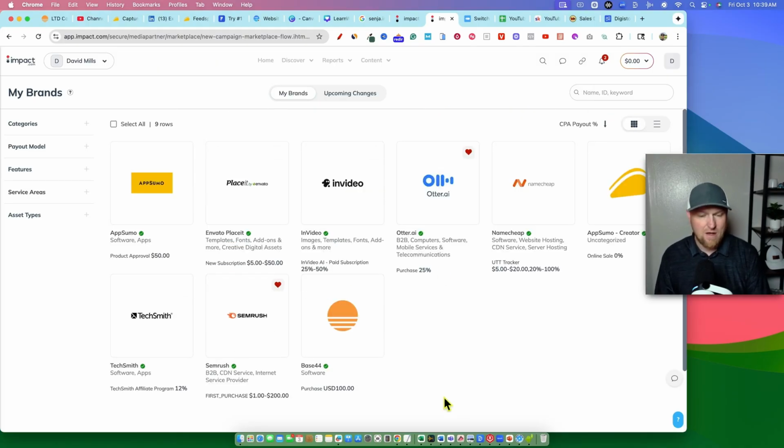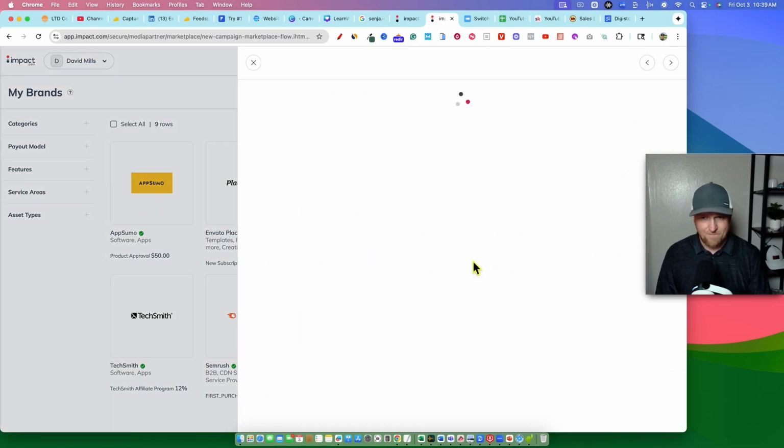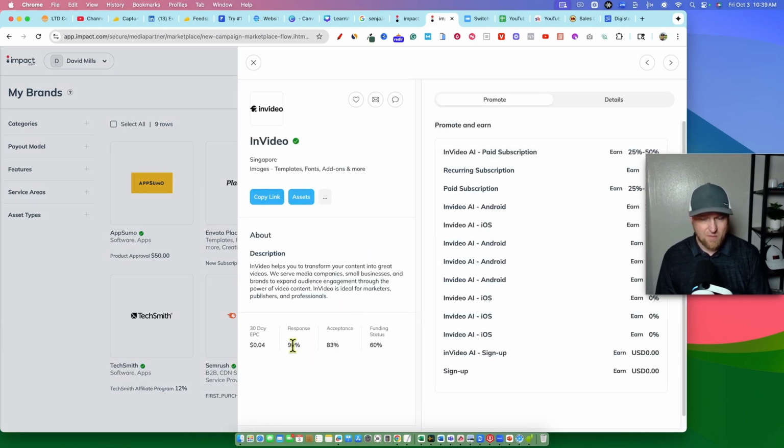You're going to get some information about what conversion you get and all that kind of stuff. But if we click on one, for example, and it opens up, it's going to tell you the response rate, acceptance rate, funding status, and the 30-day EPC. I find that those are not really accurate. Throughout the years, they've gotten this number right, and then they've gotten it wrong. There have been many times where I've actually tracked my affiliate traffic, and I know my conversions, and they would have a placeholder off. It would say I had a 0.04% conversion rate, but really I might have a 4% conversion rate. So you want to always be mindful of that.